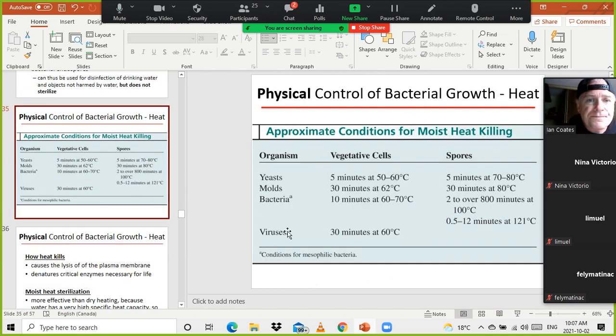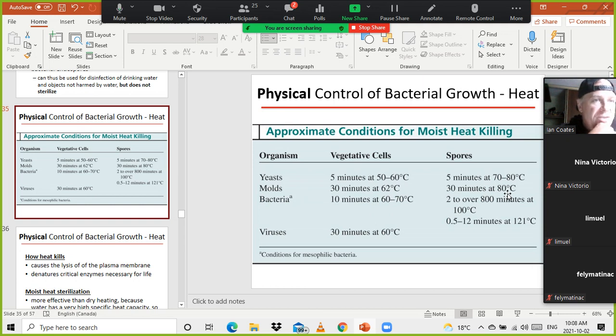What do we got here? You'll see here the approximate conditions for moist heat killing. We've got yeast, molds, and bacteria. Five minutes at 50 to 60 degrees. Five minutes at 70 to 80 degrees will take care of the spores. And you'll see the spores are significantly more difficult to kill. For molds, 30 minutes. The normal cells, 62. Look at the spores, 80.